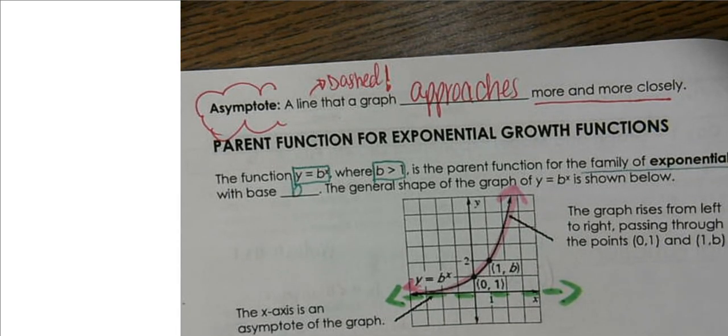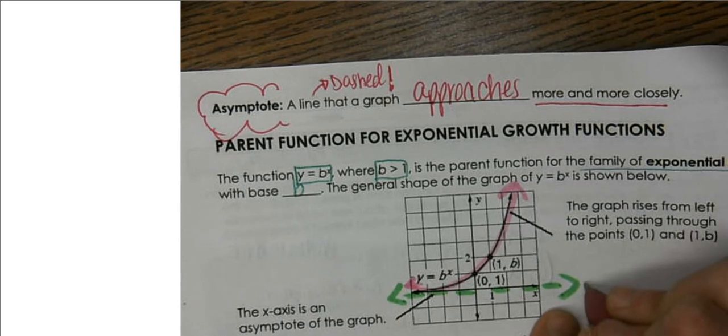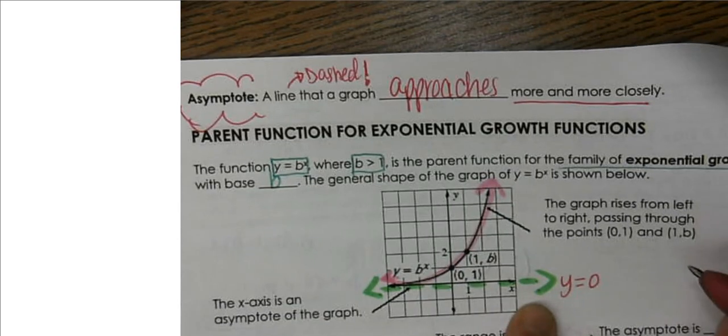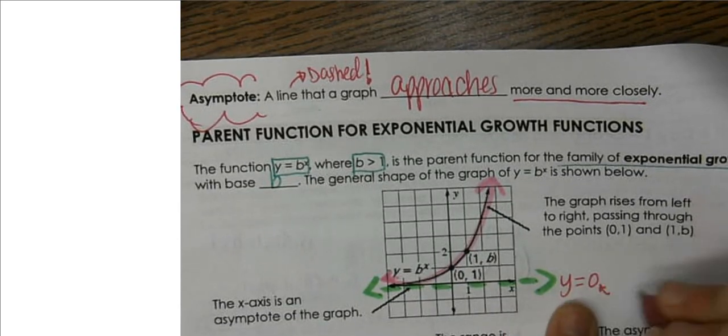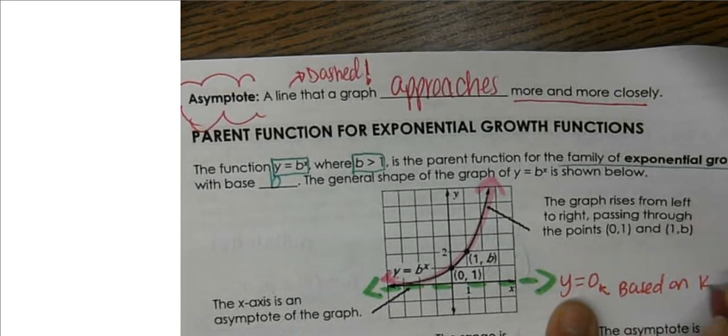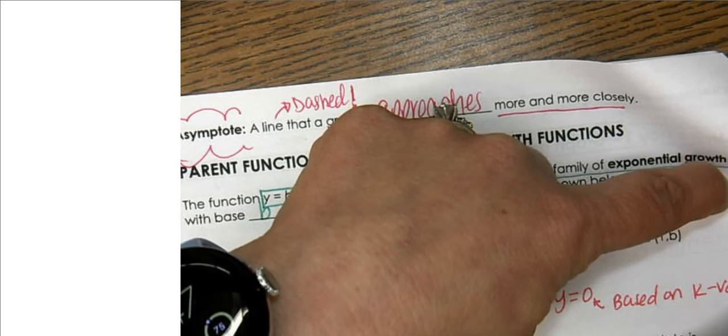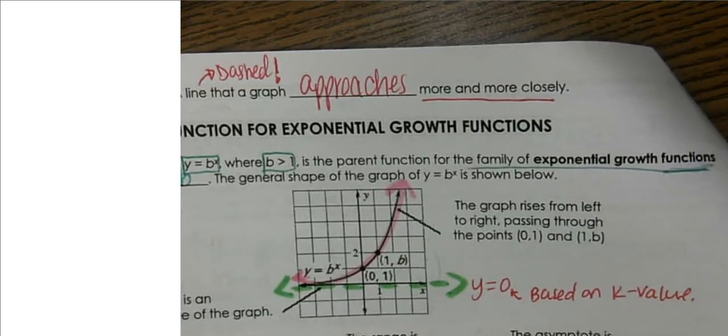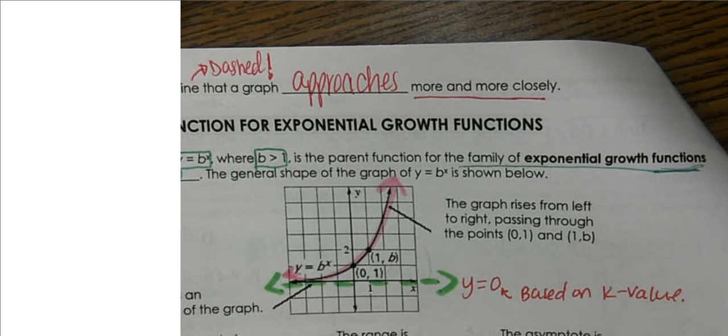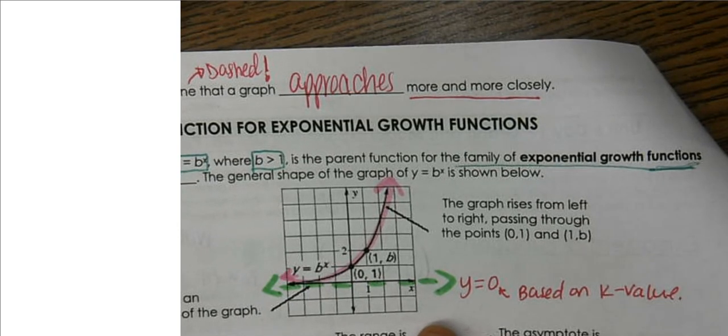And this asymptote is at the line y is equal to 0, and it's at y equals 0 because this is actually based on the k value. So eventually we're going to be adding numbers on the outside of this function, and it's going to be the number that we are adding on the outside. It's not going to be in the exponent position.